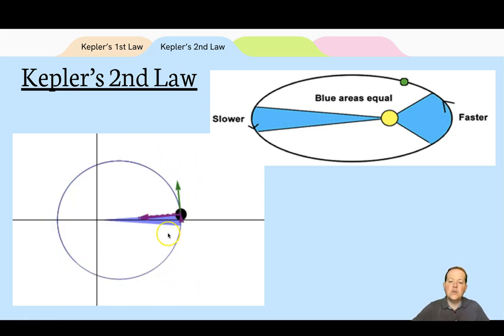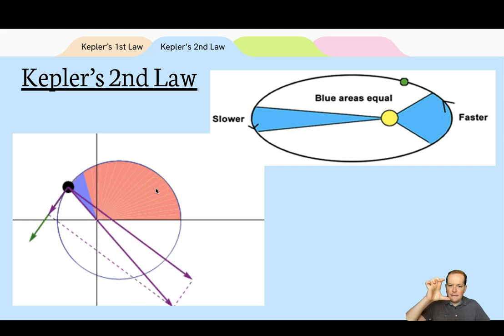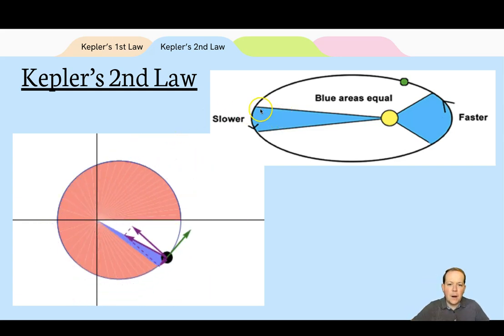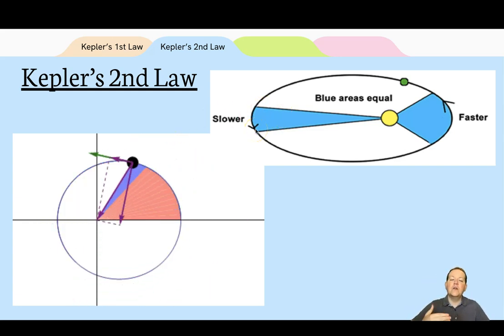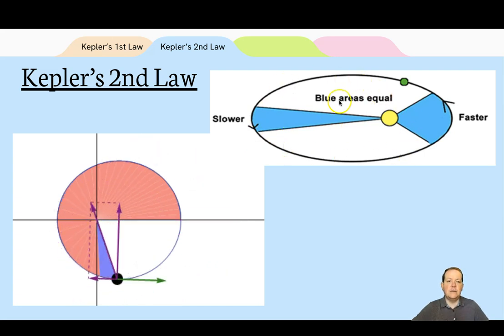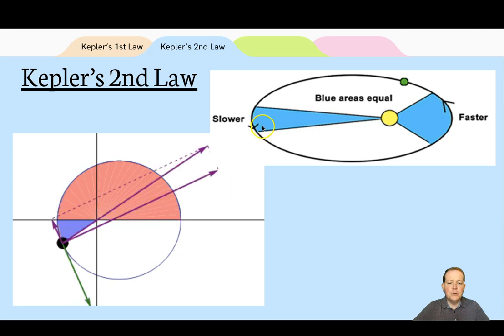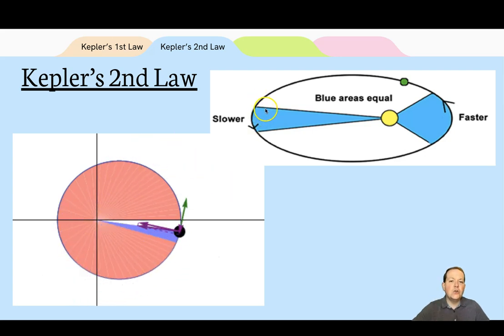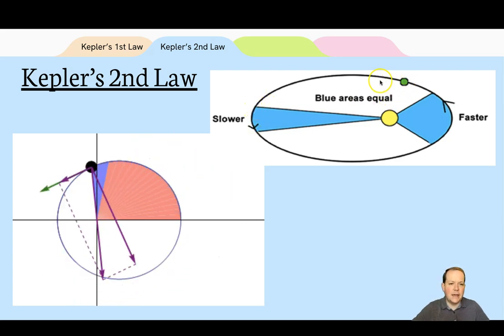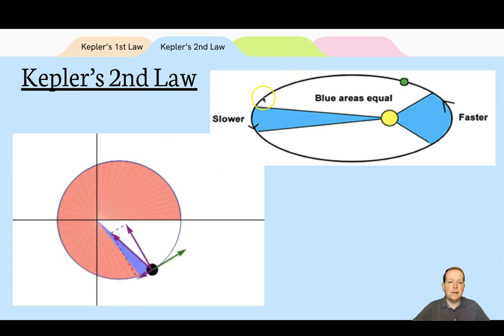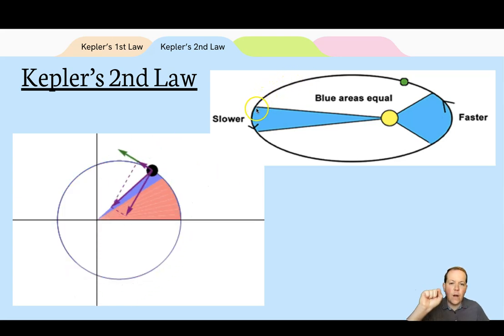What those wedges are representing is the chunk from one spot to another in a certain amount of time. I'm going to jump over to this image just because it's easier to show when it's stagnant, okay? We have this blue chunk. Imagine the planet's moving around like this. When the planet gets to here, I mark where it is.